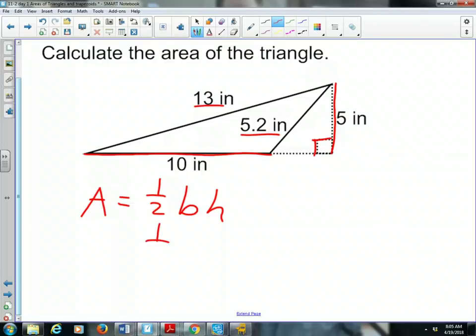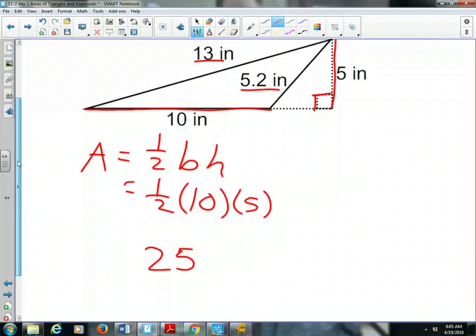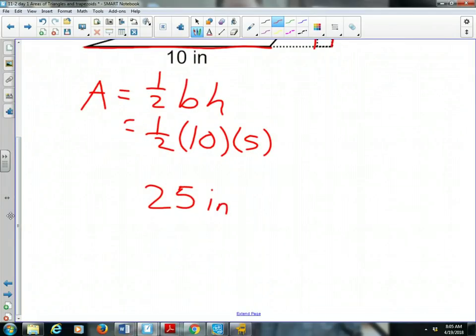It is 1/2 of base 10 times height 5. Half of 10 times 5. 10 times 5 is 50. Half of 50 is 25. So 25, and we're always going to label with 25 inches squared, or square inches. There is our area.